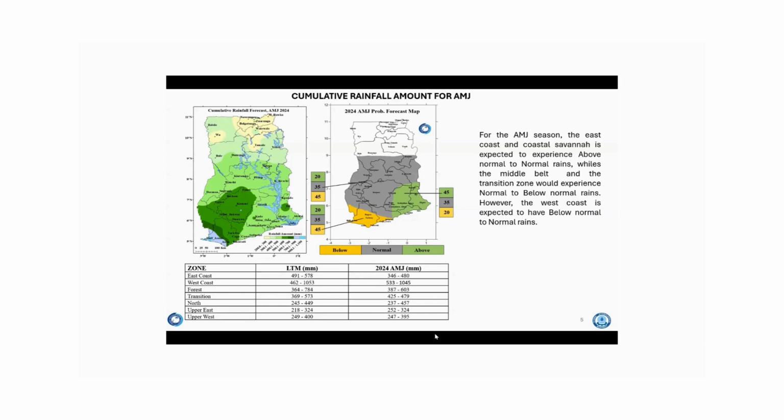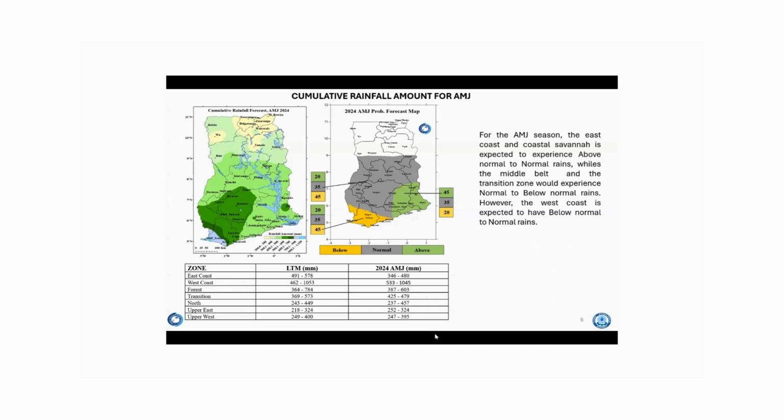Then when we come to our GIS plot, we can see that the values are there. Half-Assini, those are the West Coast, Takoradi, Axim, Half-Assini. We are expecting 533 millimeters to 2,045. And what we normally get is 462 to 1,053. The East Coast, we're expecting 491 to 578. And then the West Coast, the expected value is 346 to 480.